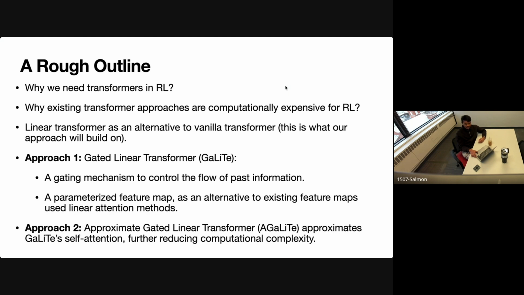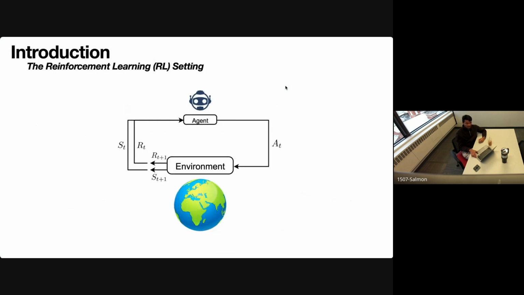So what we are going to do in the second approach is an approximation of the first approach, which would further reduce the computational complexity of the first approach. Before we get started, let's start by introducing the reinforcement learning setting. All our experiments are going to be in the reinforcement learning setting.